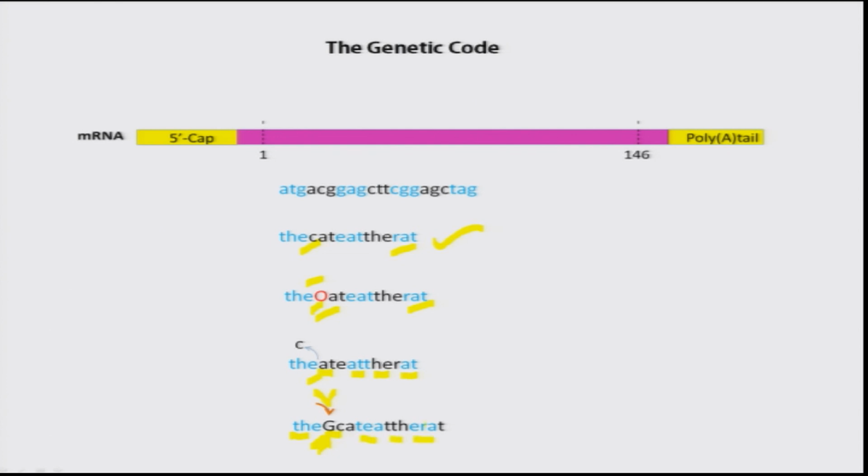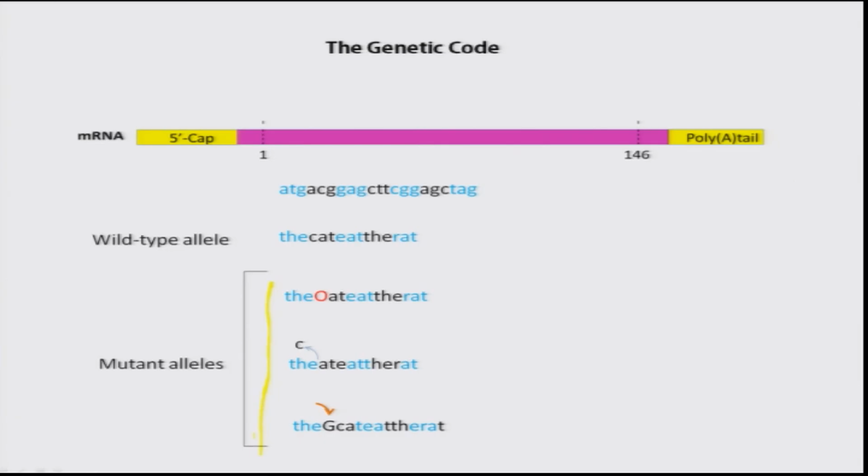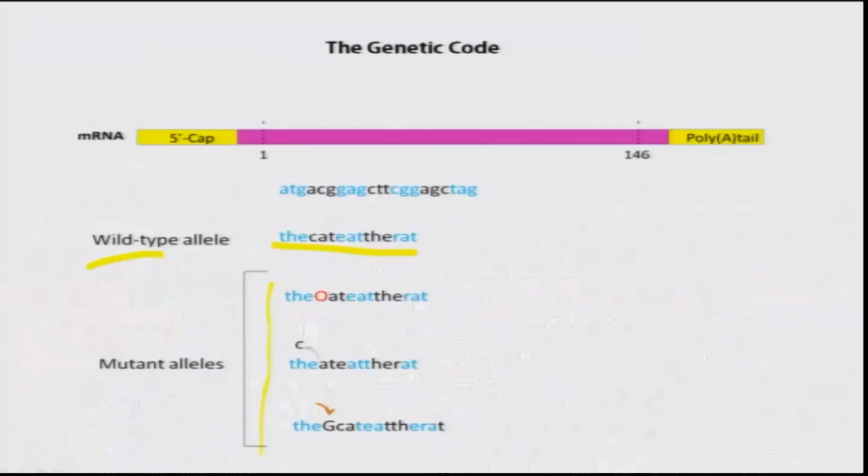And this is what you call mutations, and these new forms of the sequence are called mutant alleles, and the one that makes sense is called wild type. In other words, for the same gene you could have hundreds of alleles that are possible, not necessarily in the same individual, but in the population. But if it affects the function of the protein, you may not see that in the population.